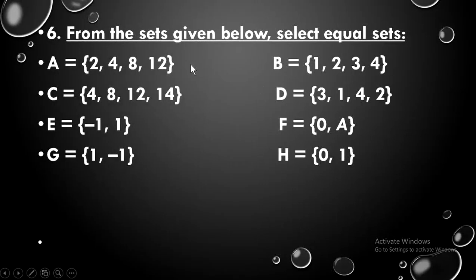Now next question says that from the sets given below, select equal sets. So there are 8 sets given over here, and you need to select the equal sets. Now over here only 4 sets you can say they are equal, that is B is equal to D. You can see B consists of 1, 2, 3 and 4. This also consists of 1, 2, 3 and 4. So B and D are equal. And then E and G are equal. E consists of minus 1, plus 1, G consists of plus 1, minus 1. Again the same elements, the order does not matter.